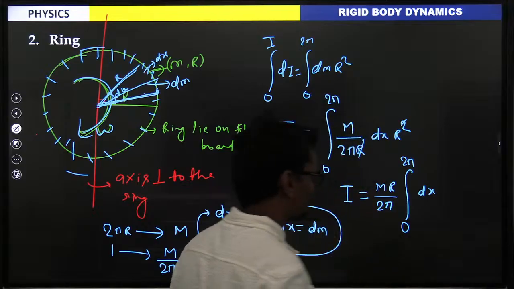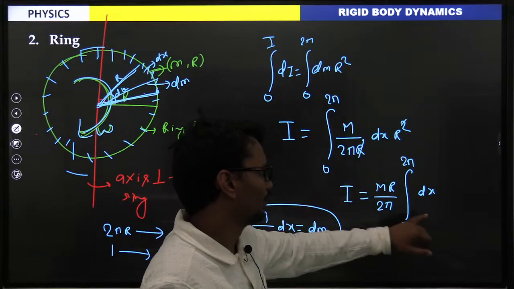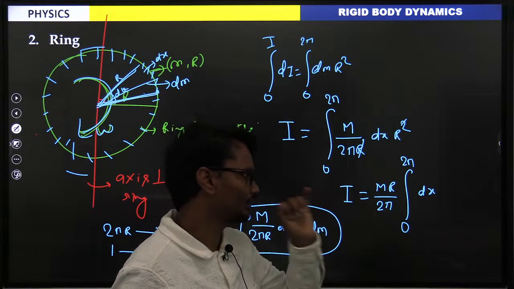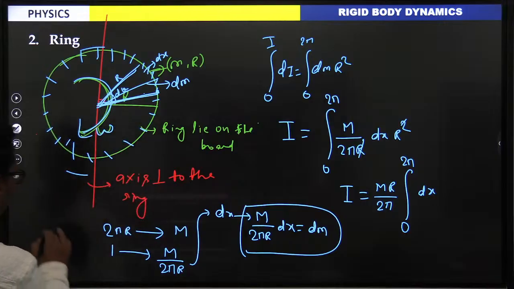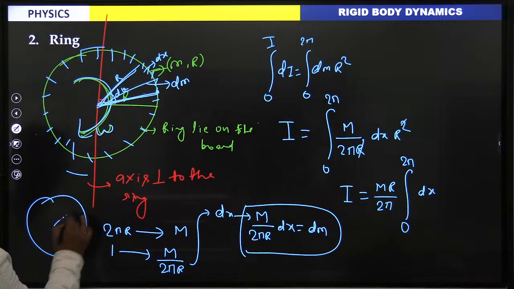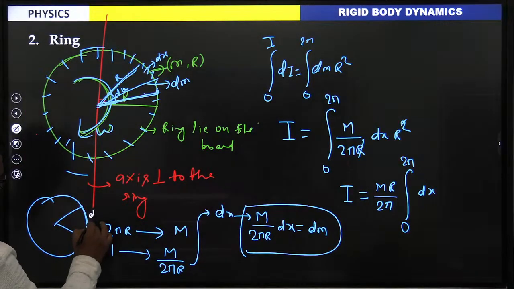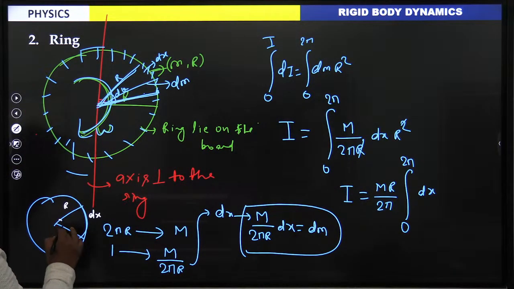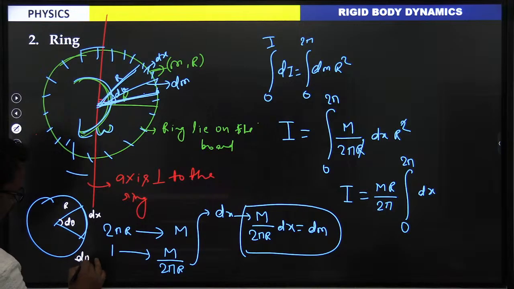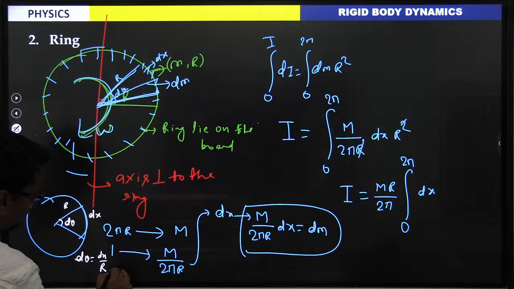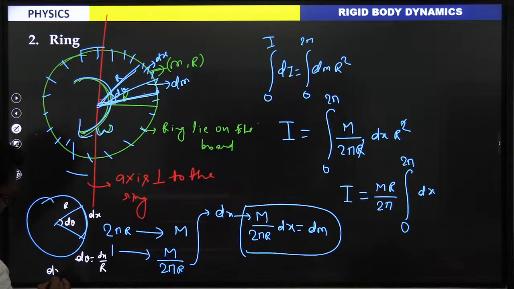But you can look here, the limit is in the form of angle, but here the function is dx. So first of all we need to convert this dx. Like this is the length dx, and this is r, and this is the angle d theta. Then we have already studied that d theta is equal to dx upon r. So what is dx? dx is equal to r d theta.